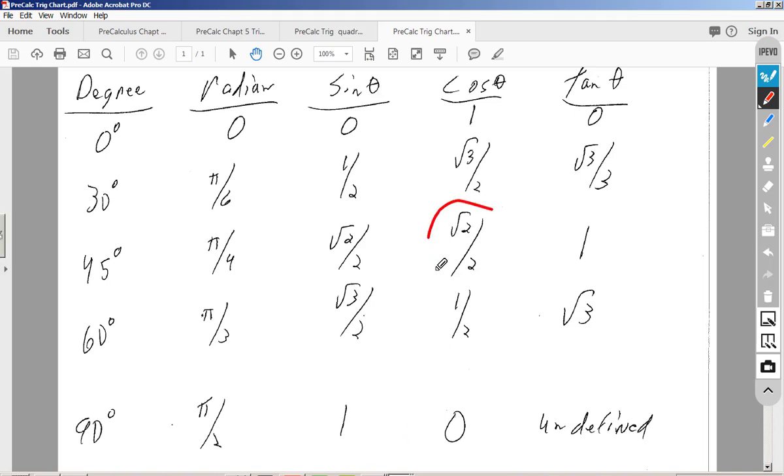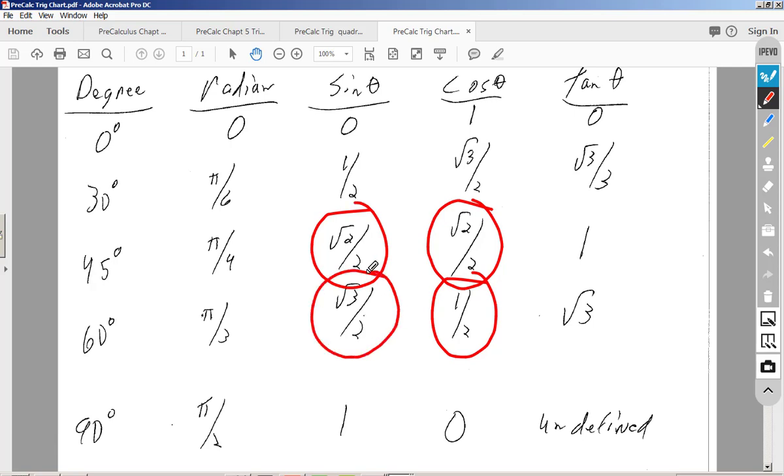So here's the cosine of 45, which is square root of 2 over 2. Then I had the cosine of 60. So here's the cosine of 60, which is 1/2. And then I also had the sine of 45, which is square root of 2 over 2. And then I have the sine of 60, which is the square root of 3 over 2. So those are all my answers.